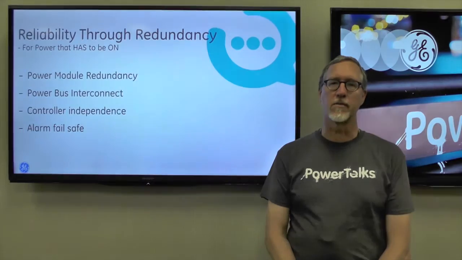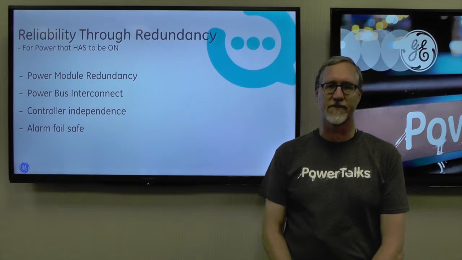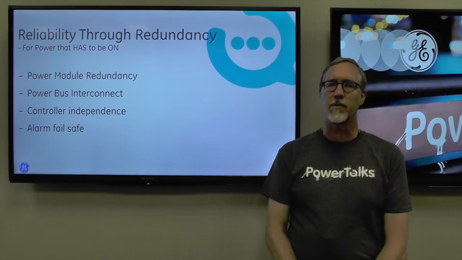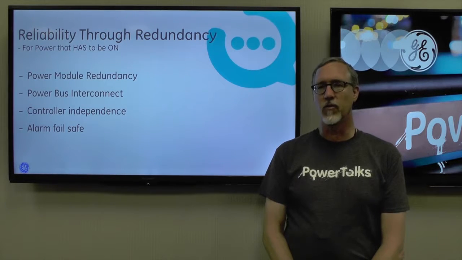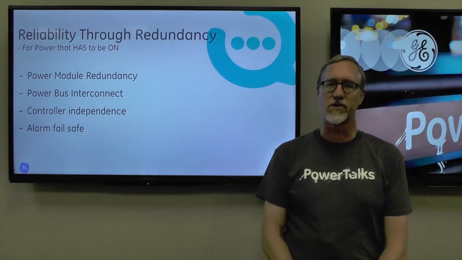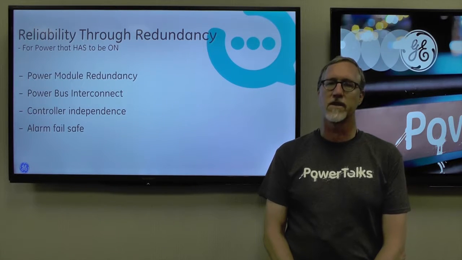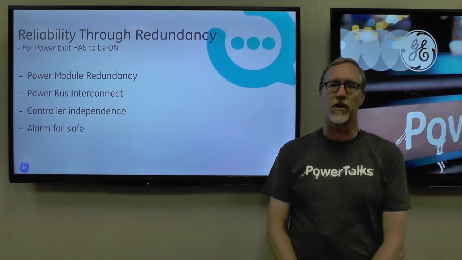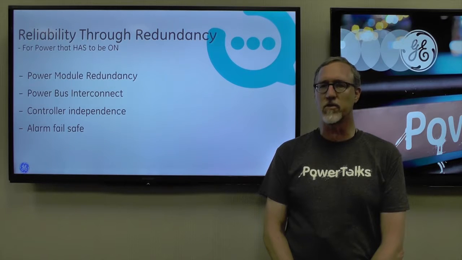Today we are going to talk about why redundancy is important for systems where the power has to be on. We're going to talk about power module redundancy, what it is, how to implement it, and what it gets you. We'll talk about how power modules are connected together and to your load. We'll look at the controller used to control and monitor the system and see why independent operation is also important. And lastly, we'll look at how remote alarms are best configured so that they fail safe and always alert you of a problem.